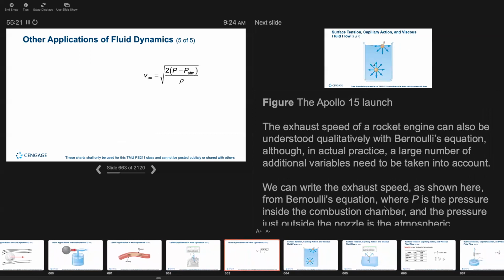So we don't have the figure here, I apologize, but just think of an Apollo launch here, and I'll have to fix this.